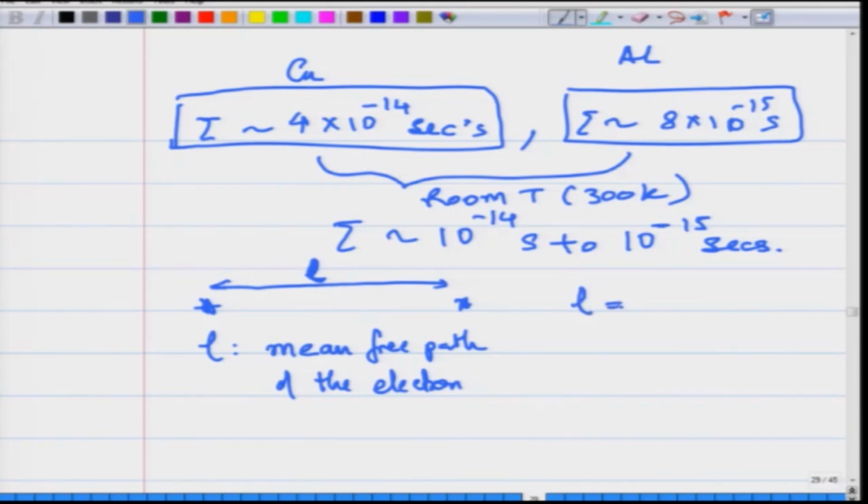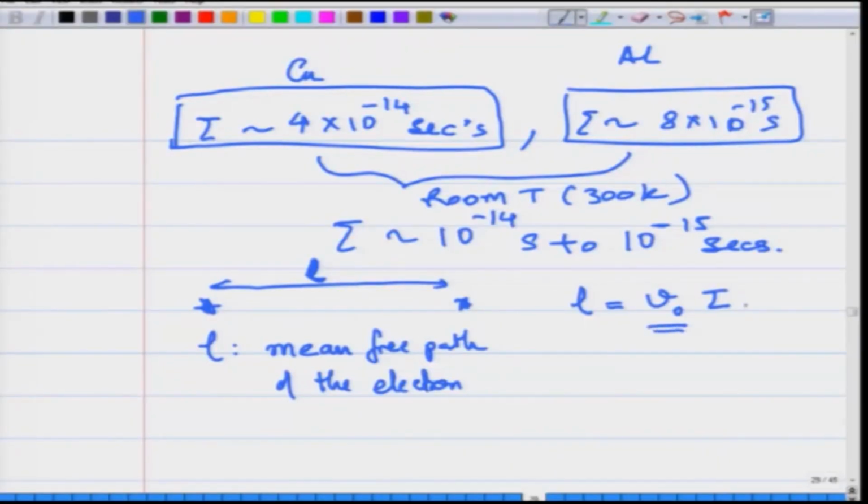Very simply, and you know from kinetic theory of gases, where also you have calculated the mean free path, if v naught is the average velocity of the electron and tau is the time interval between two scattering events, the mean free path is nothing else but the velocity of the electron into tau. We know tau, we have already calculated it. Can we estimate v naught? Okay. And here we again make use of the Maxwell-Boltzmann kinetic theory of gases.